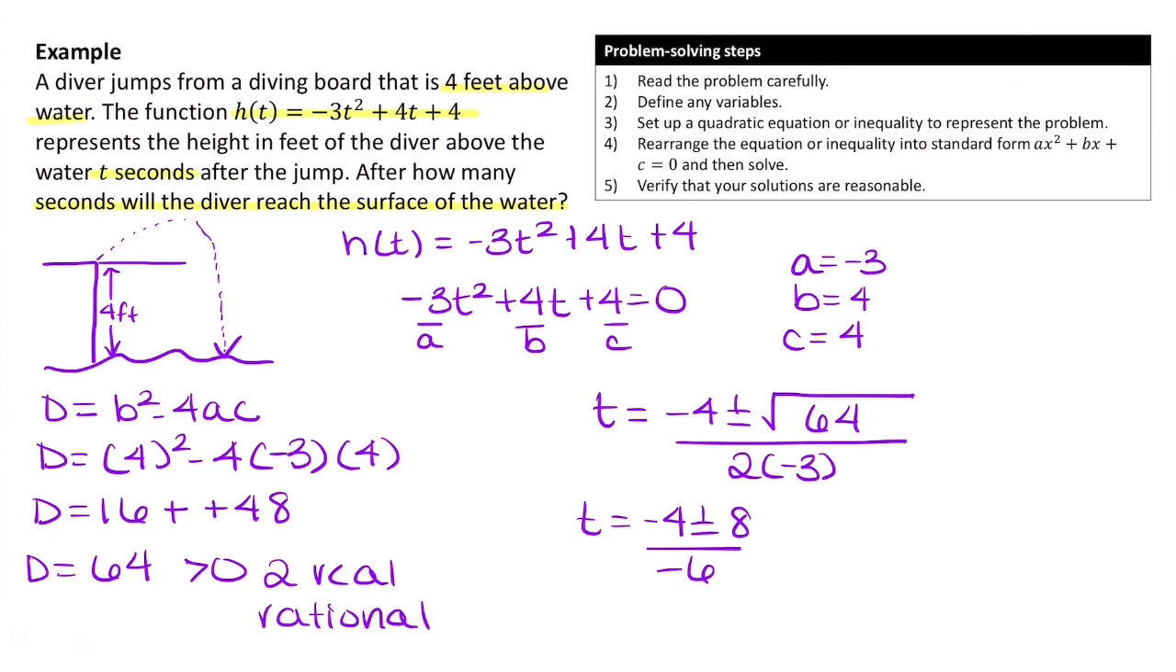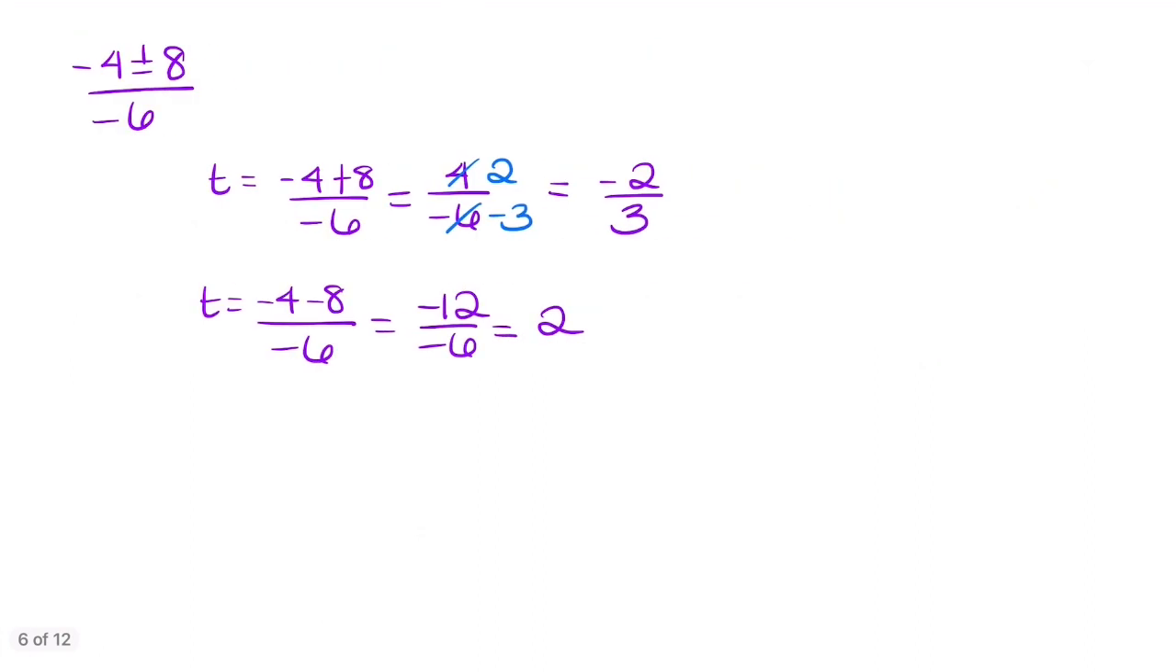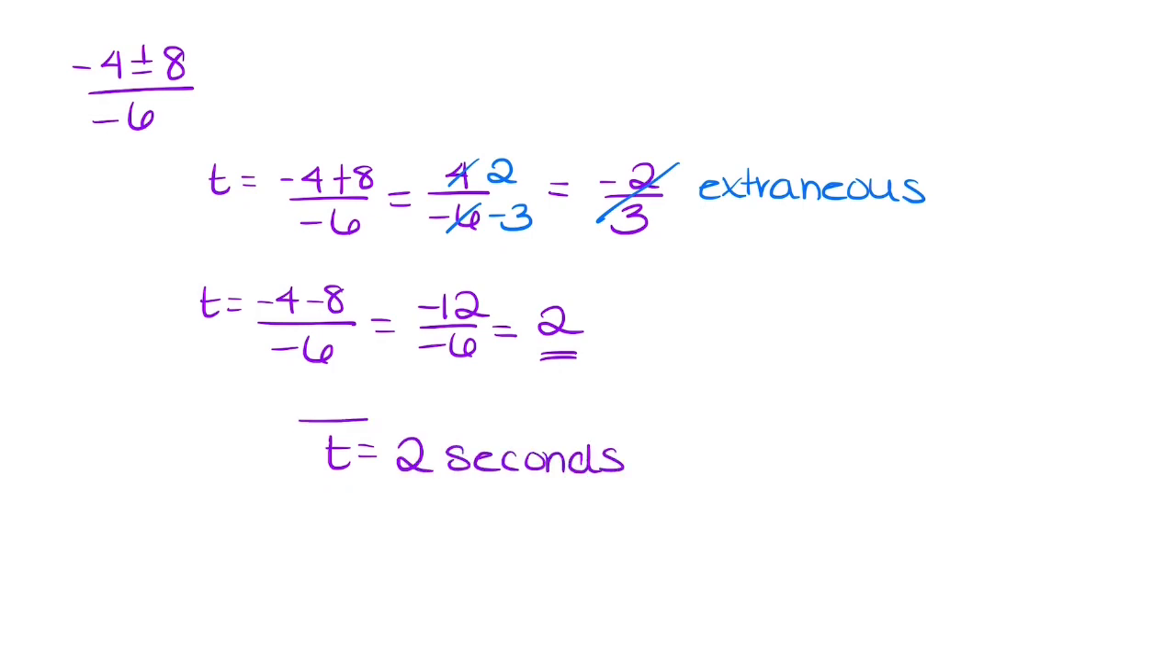It's asking us for how many seconds it'll take this diver to reach the surface of the water. Well, when we're talking about time, we can't include negative values, okay? So this negative 2/3 is not going to make sense. That's an extraneous solution because we can't talk about negative values when we're talking about time. But if we say that he hits the water after 2 seconds, that's a reasonable solution, right? So that's why we're only going to include that. So we're going to say t equals 2 seconds, and that is the only reasonable solution that we've found.